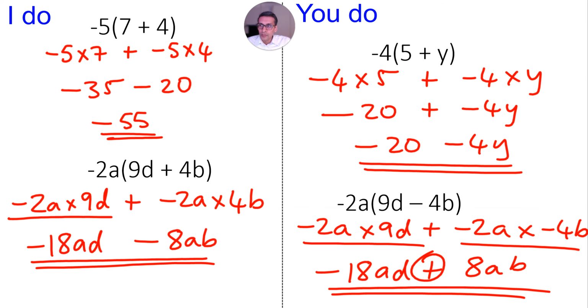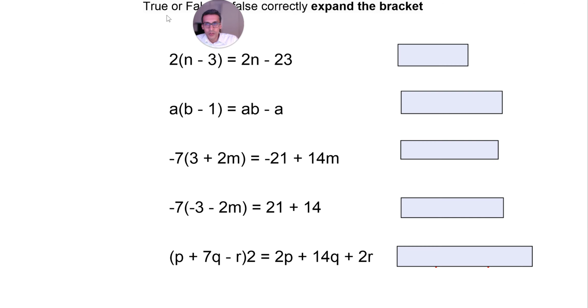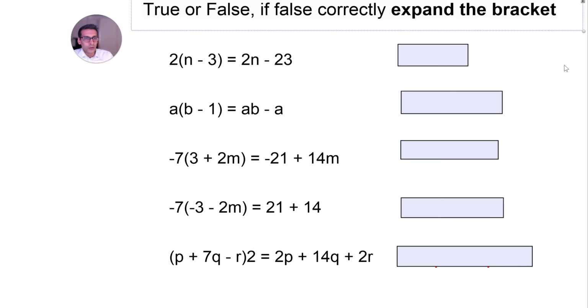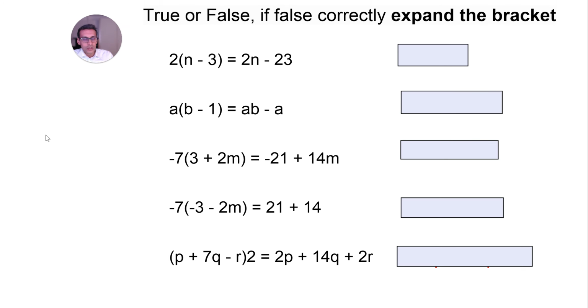Okay, let's try a few more true or false questions. Pause the video and check whether the following are true or false. If they're false, then make a correction. I'm going to show you the answers in 5, 4, 3, 2. Okay, so for question 1, 2 times n is 2n, and 2 times negative 3 is not negative 23. It's going to give you negative 6. So that's F for false.